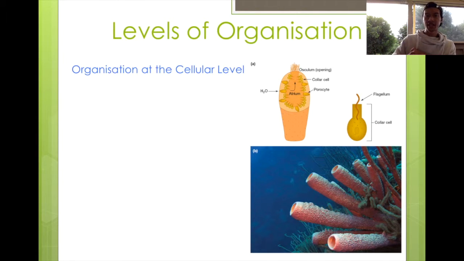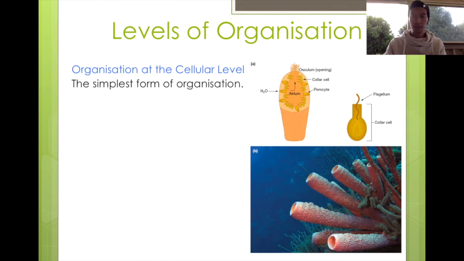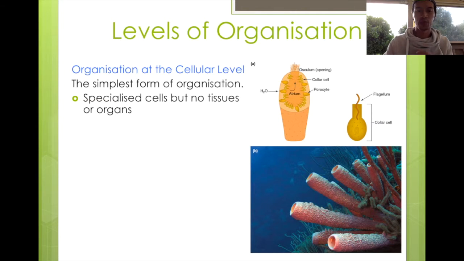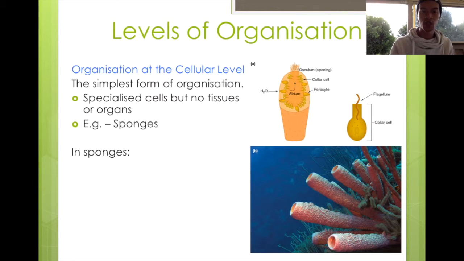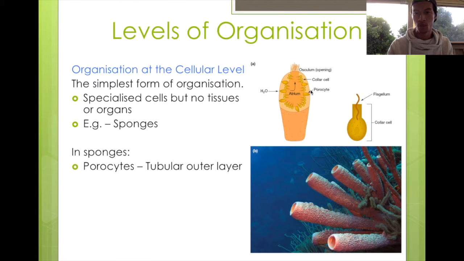Now, organization at cellular level. So there are some organisms that only employ cellular specialization. This is the simplest form, and what that means is they have specialized cells, but they don't have any groups of cells that perform one function or organs. A good example of that is sponges. Sponges have different cells. You've got some of your porocytes down there.